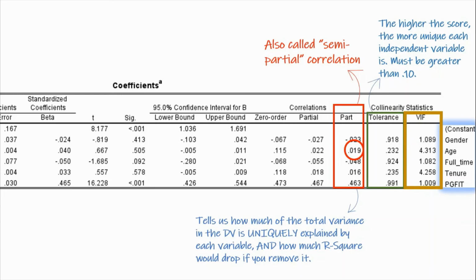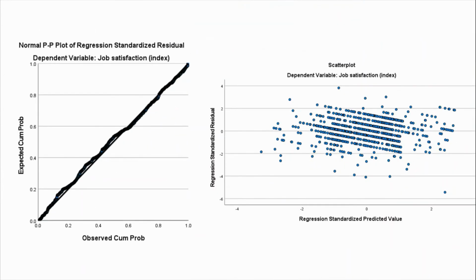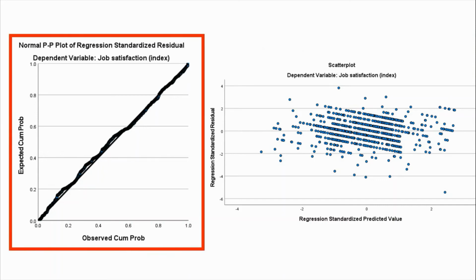Now, let's check a few more to see if this model meets the basic assumptions of the linear regression model. We'll look at the normal PP plot of regression standardized residual and the scatter plot on the right. Now, in the normal PP plot, what we're hoping to see is that the data points will lie in a reasonably straight diagonal line from bottom left to top right. And that would suggest that there are no major deviations from normality. And it appears that way.